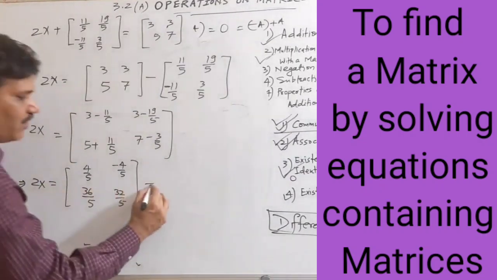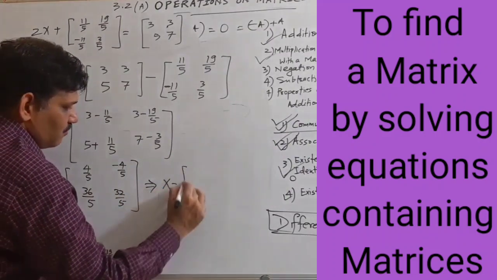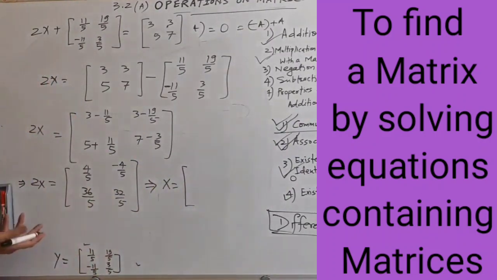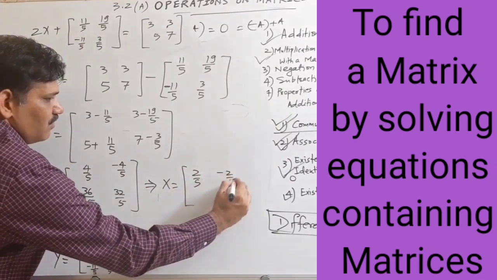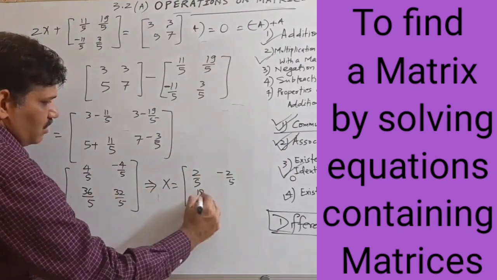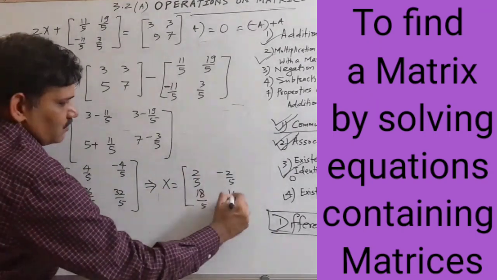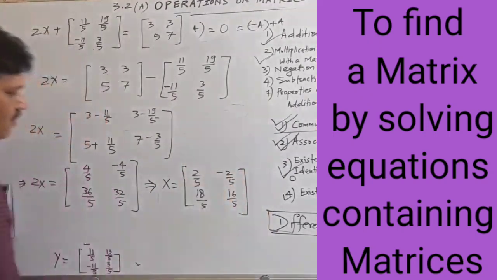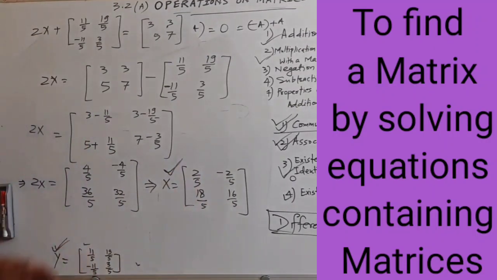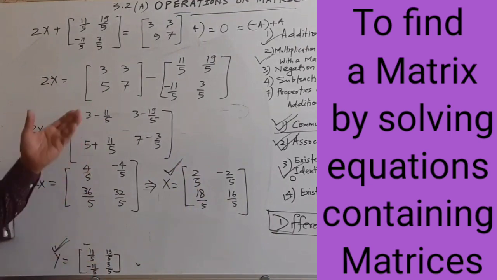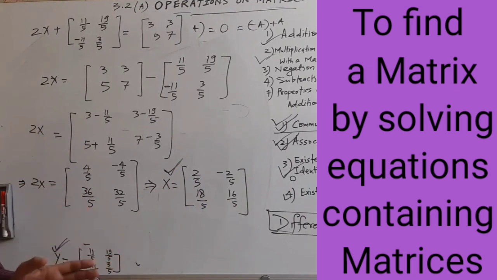So to get the value of X, what we do is divide both the sides by 2. So this gives me 2/5, this gives me minus 2/5, this gives me 18/5, and this gives me 16/5. This is how we find the value of matrices from two linear equations. So you can try this type of questions, and then we will proceed to find the product of two matrices.